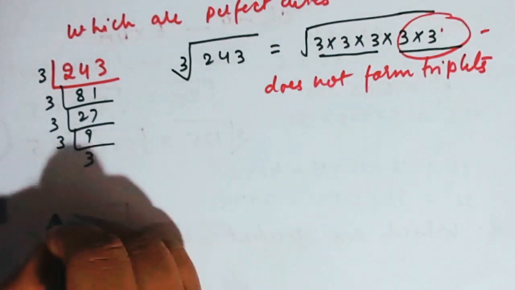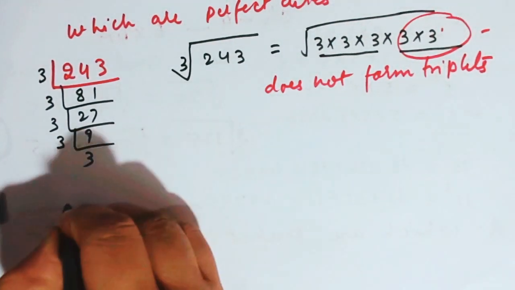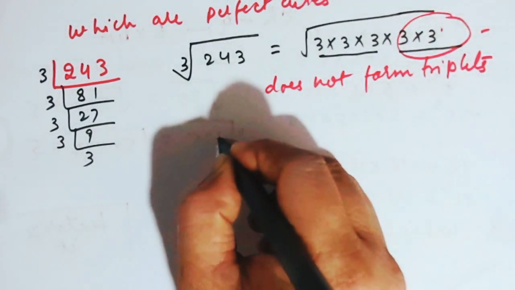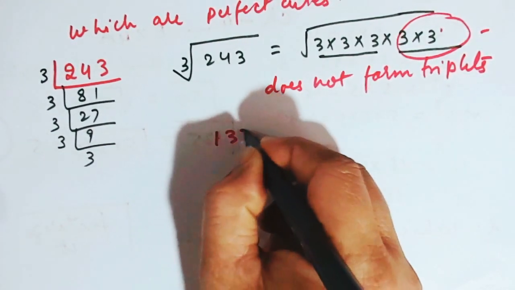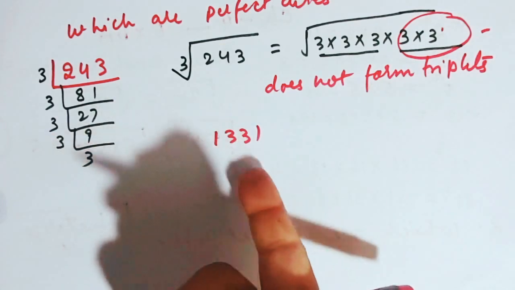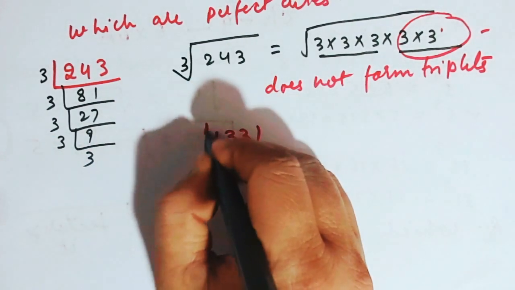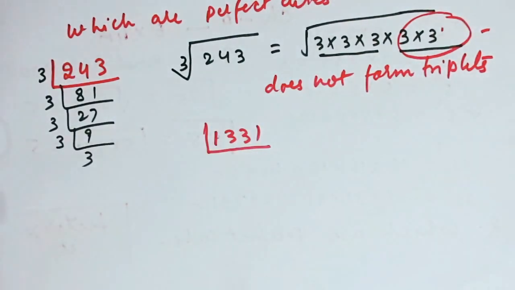Let us take another number, that is 1331. Where to write? Shall I write over here? If you say no, still I will write 1331. Is it a perfect cube? So I am going to factorize it. Let's factorize.